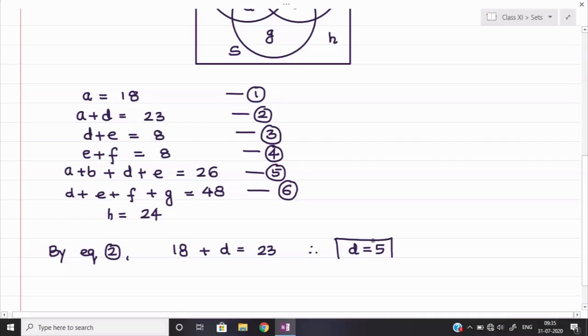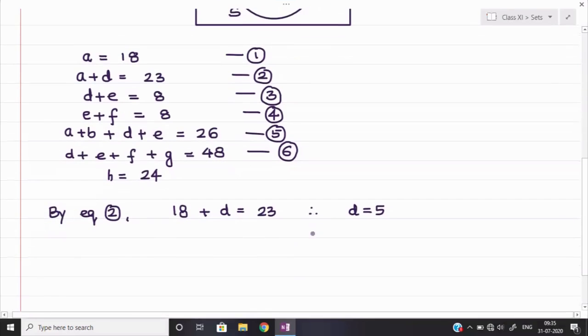I can say, okay, box we can cancel, not required. Now similarly look at the third equation, D plus E. Now I am taking the third equation. So by equation third, in D plus E, I will put the value of D, which is 5, and D plus E is equal to 8. So from here, I will get the value of E is equal to 8 minus 5, that is 3.